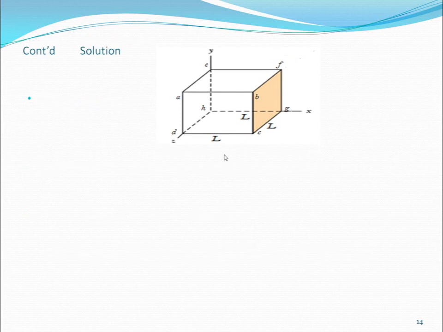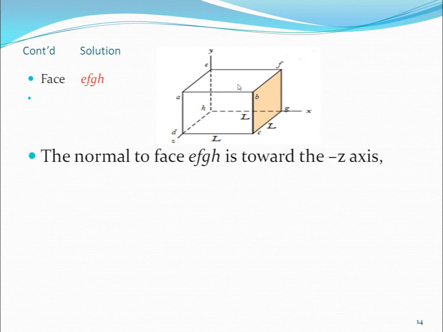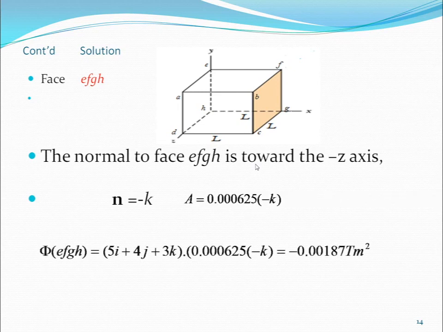And finally, EFGH is the rear face. n is directed that way, so it's toward the negative z axis. n is equal to -k. The area is given by this and the dot product will give us this value. Here we have no i and j, so only k gets multiplied and we get this number.